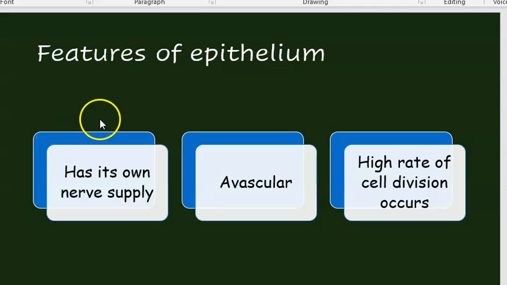Altogether, the features of epithelium. It has got three surfaces: apical surface, lateral surface, and basal surface. Another one is it has its own nerve supply. It is avascular. It is getting its nourishment from the underlying connective tissue. Since there is chance of wear and tear, it has got high rate of cell division.